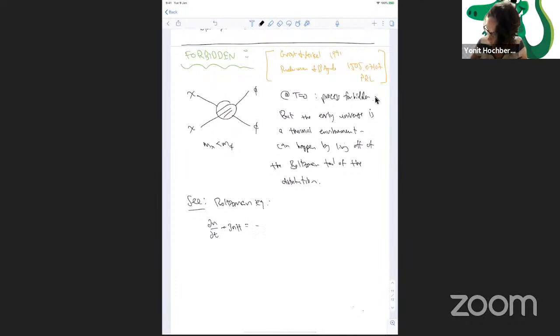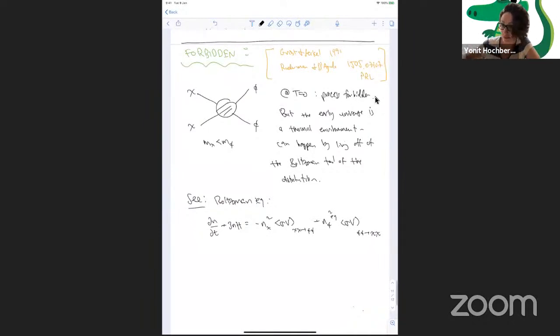So first I have my forward process, which is 2 chi's meeting each other. So it's minus n chi squared times sigma v for this process, chi chi goes to phi phi. Okay, it has a minus sign in front of it because it's removing 2 chi's from my story. And then I have the inverse process, which is n phi squared, and I'm assuming these particles are bath particles and they're in equilibrium, times sigma v of this process, phi phi to chi chi. Okay? And now in order to make progress, we're going to use the same trick that we saw for the WIMP of detailed balance.